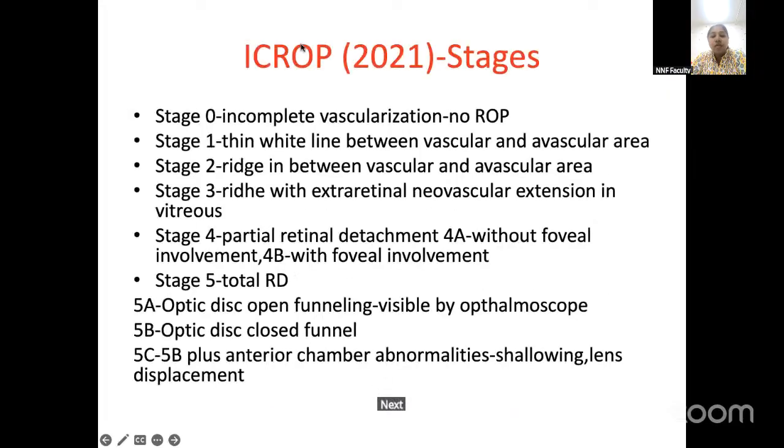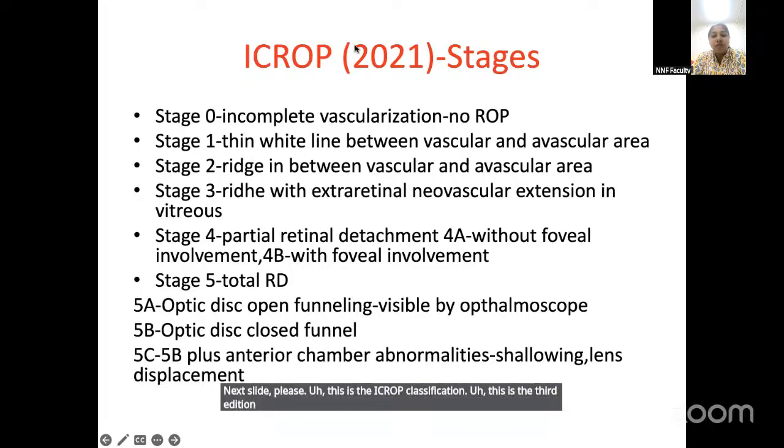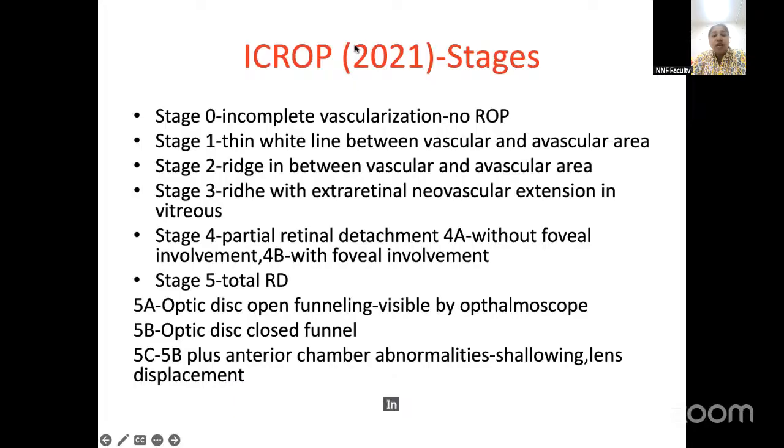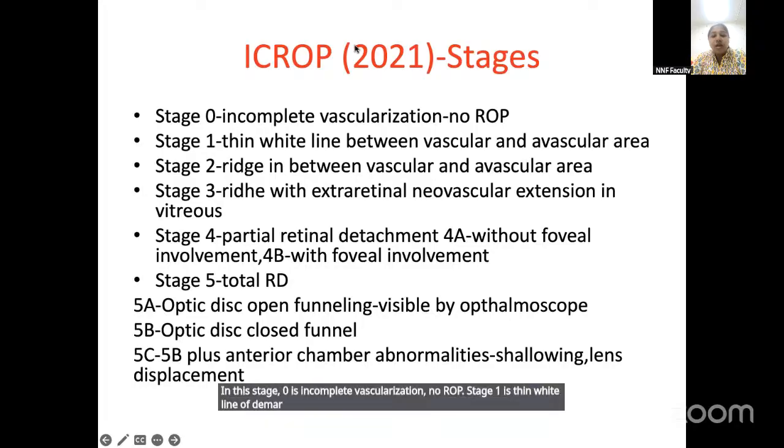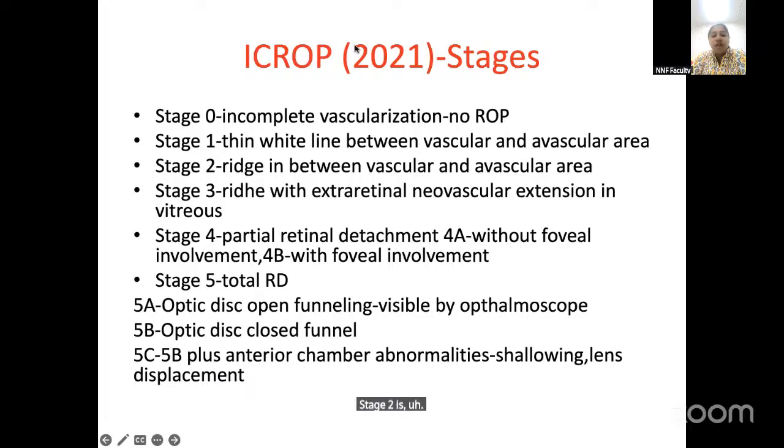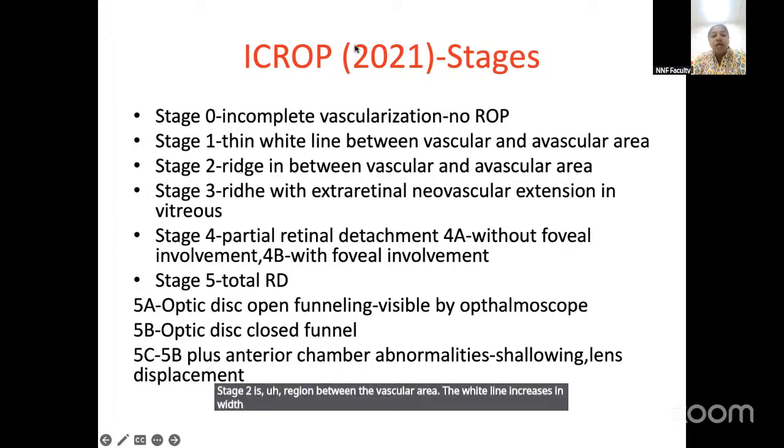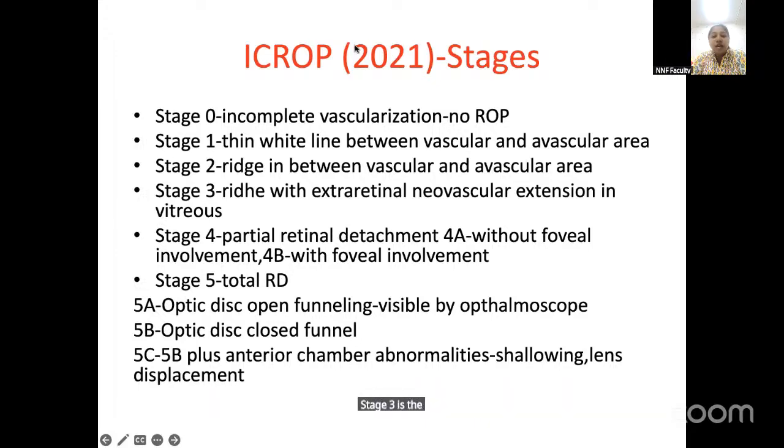Next slide, please. This is the ICROP classification. This is the third edition, 2021 classification. In this, stage 0 is incomplete vascularization, no ROP. Stage 1 is a thin white line of demarcation between vascular and avascular area. Stage 2 is a ridge in between the vascular and avascular area. The white line increases in width and height. Stage 3 is the ridge with extraretinal neovascular extension in the vitreous.